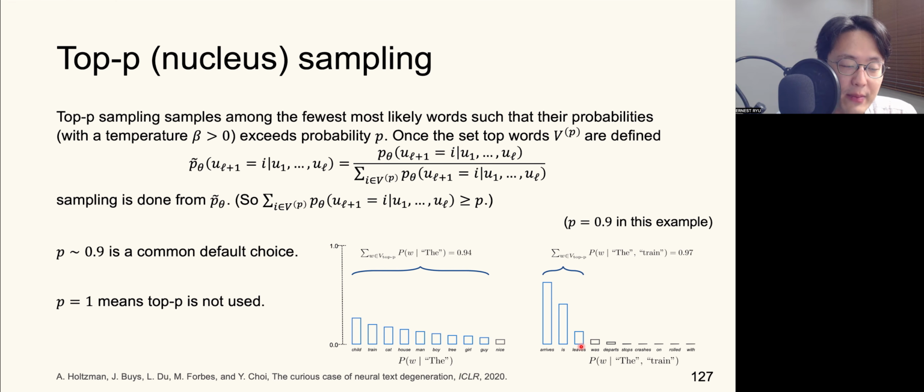In this particular example, we just need to add these 3, and that will result in probability 0.97. So then the sampling proceeds by considering just these 3 words. Using a value of p approximately equal to 0.9 is a common default choice. And if you let p be equal to 1.0, that means you're not using top p sampling.